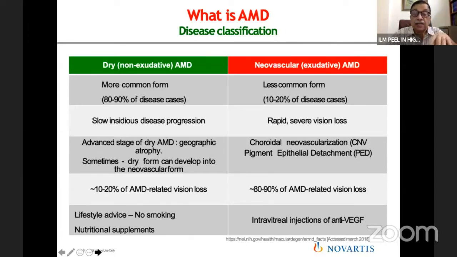to AMD. Neovascular AMD is the most scary thing, causes rapid, severe vision loss, and the vision loss is fairly progressive. It leads to, and this is due to choroidal neovascularization or an occult CNVM because of a pigment epithelial detachment. And this accounts for 80 to 90% of the vision loss you see in this disease. And this is treatable. This is the good thing about it.